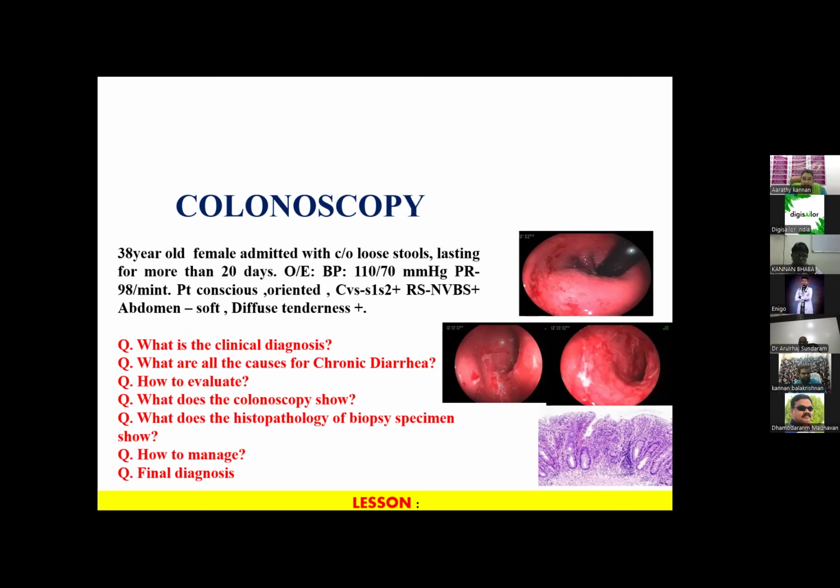A biopsy was taken for her. The biopsy specimen is also shown here. What does the histopathology of the biopsy specimen show? With this, what will be your final diagnosis and how will you manage this patient?